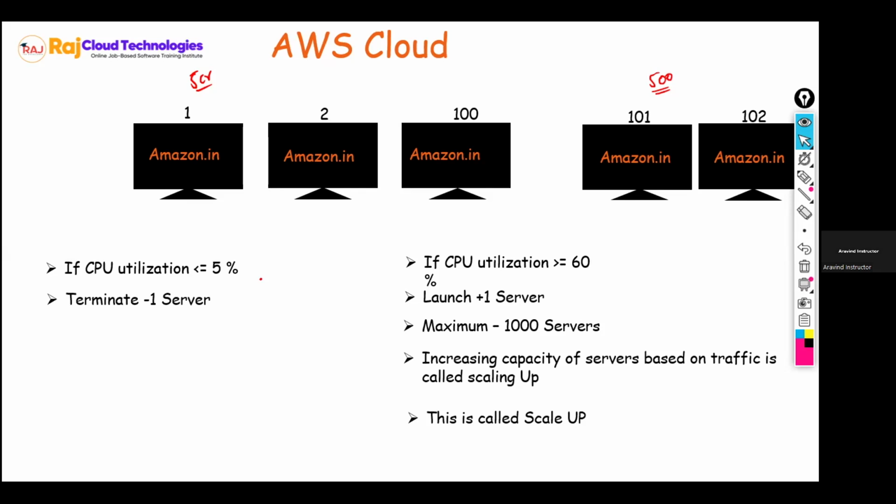If all 500 servers have less than 5, that is also a problem. It will terminate all 500. Then you cannot run your application. That's why I'm telling you, maintain a minimum of 100 servers irrespective of CPU utilization. Whether CPU is less or more, you maintain a minimum of 100 servers.